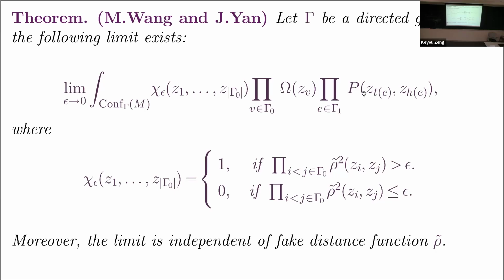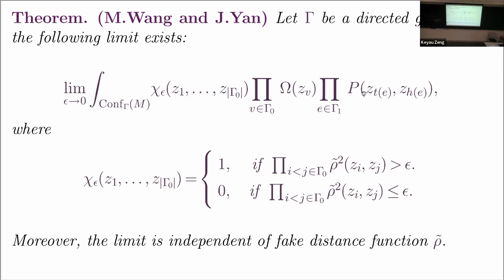So finally, we can take the limit. We can let epsilon go to 0. The content of this theorem is just that this limit is convergent. Moreover, the limit is independent of the choice of the fake distance function.